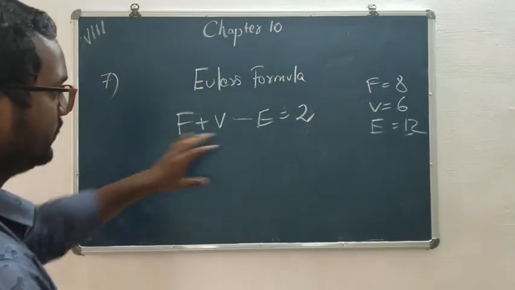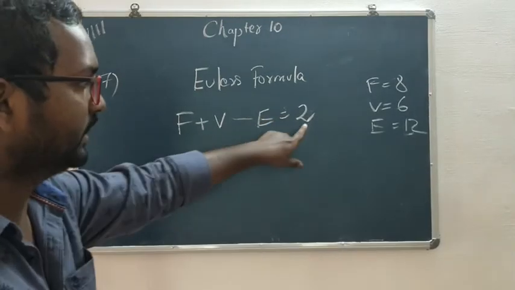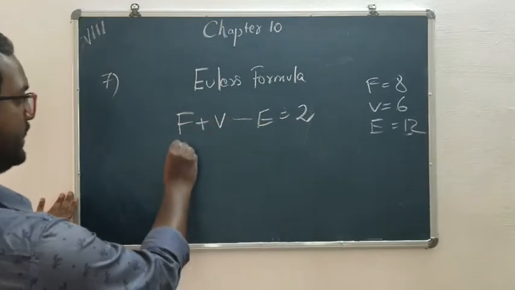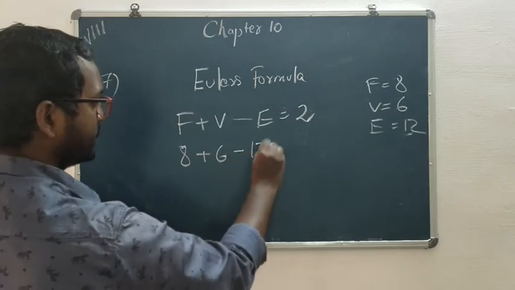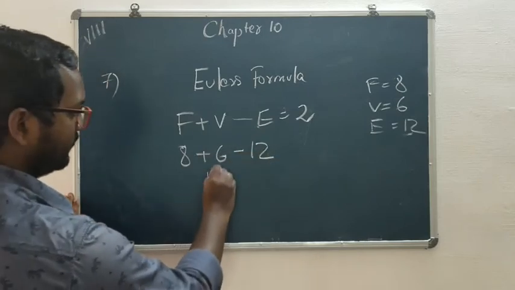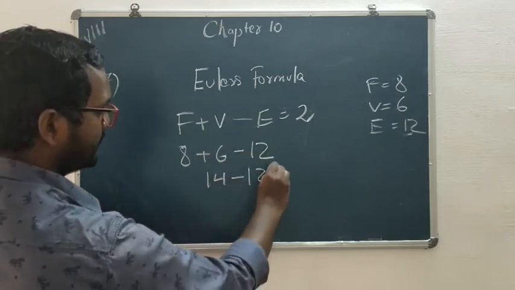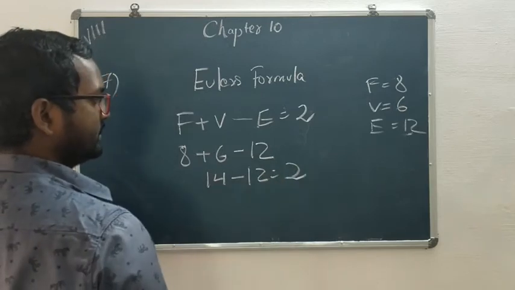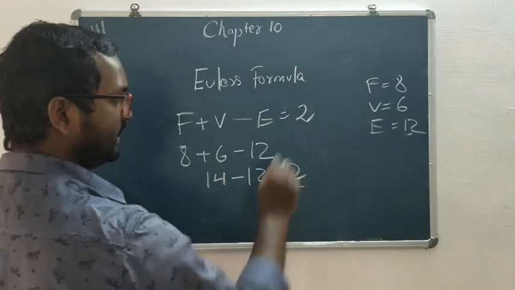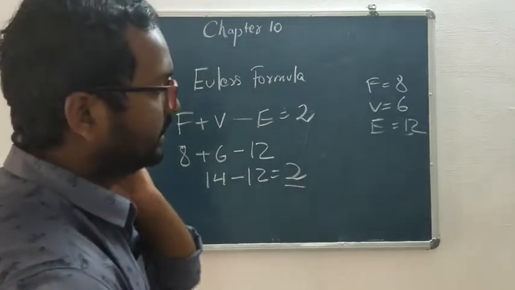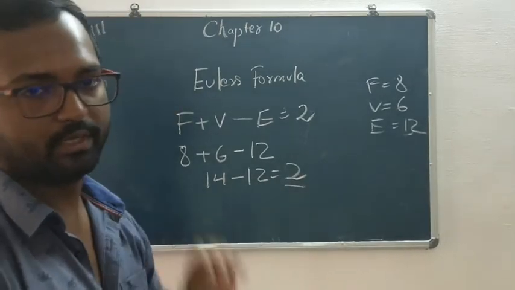See here, now let's put this value here and we should get the answer 2. F is 8, vertices 6, edges minus 12. 8 plus 6, 14 minus 12 is equal to 2, which means we got 2. That means this is a polyhedron. This so-called given details belongs to polyhedron.